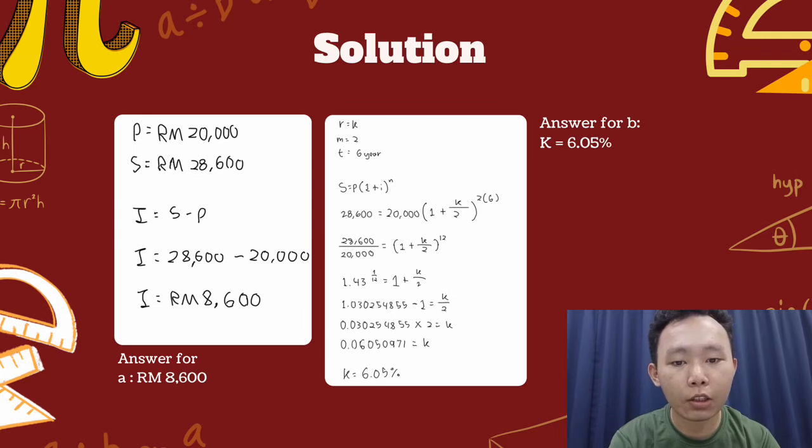B. Determine the value of K. Also identify the numbers in the question, which one is r for rate, m for number of compounding periods, t for time, and then use the compound interest formula. Put the numbers in the formula and solve it using a calculator. So the answer would be K equals 6.05%.